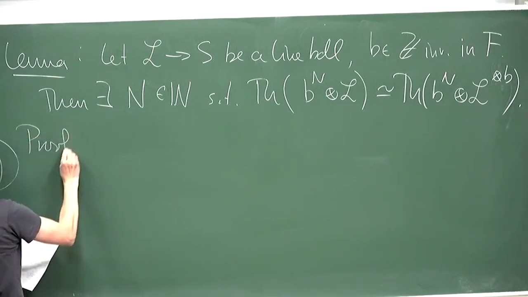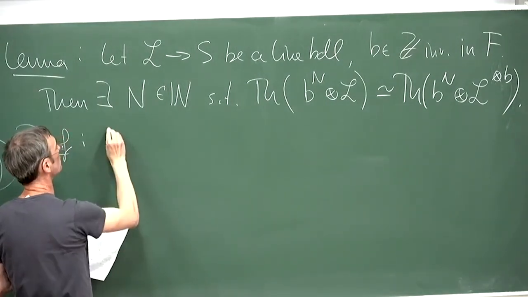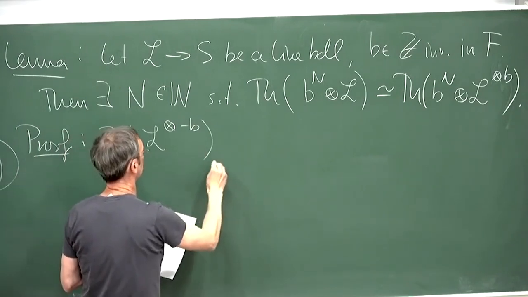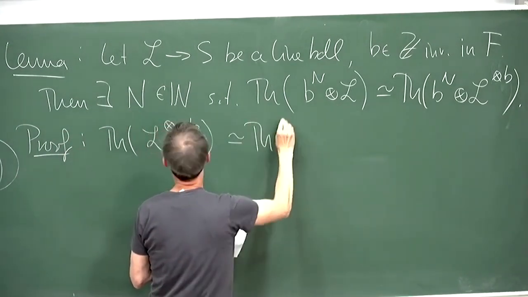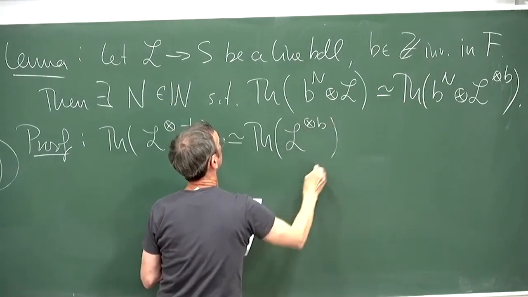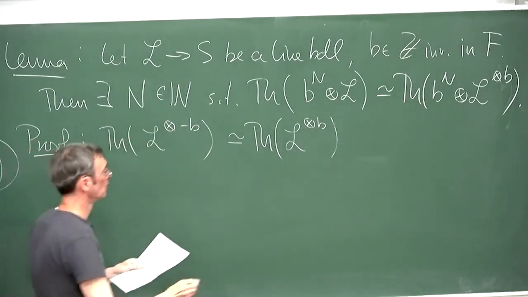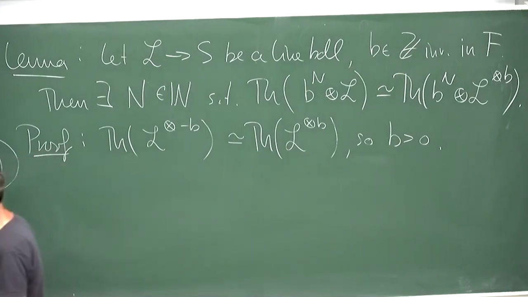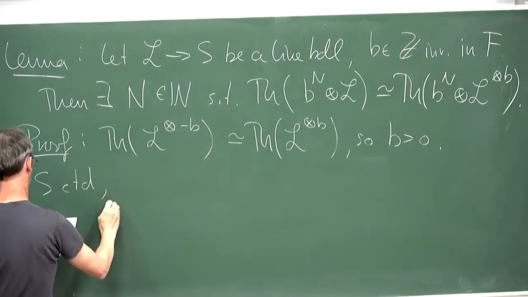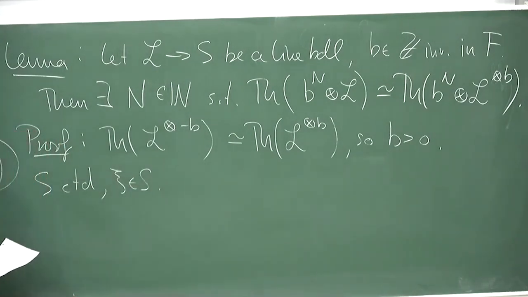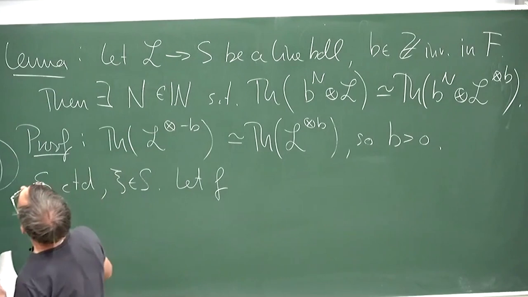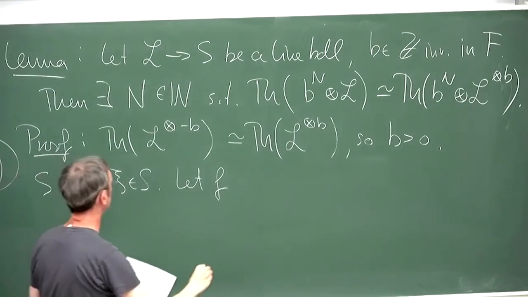So here's a short proof. We already know that if we alternate the sign, there's really no problem when it comes to this question. So we can assume that b is positive, and we can also assume that S is connected, and then we have a generic point. And now you take this map from the lemma up there.